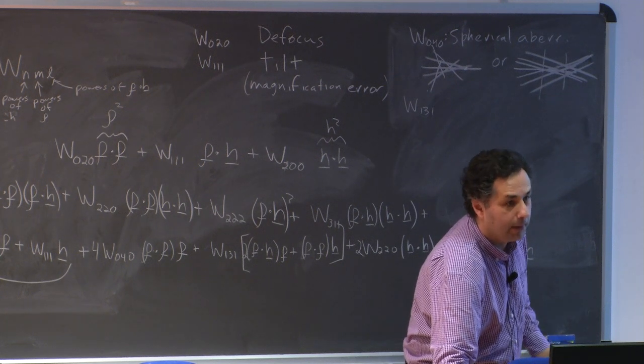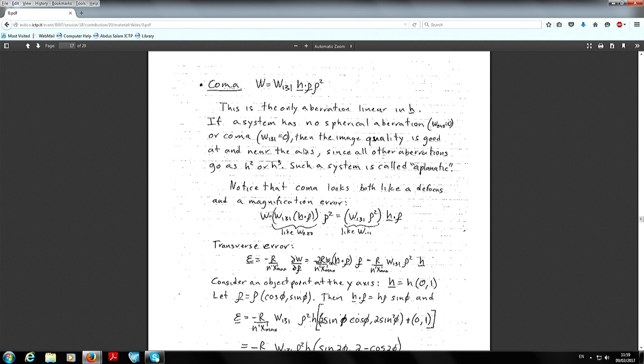And this is coma. And there's a nice analogy we can make here. So for example, with spherical, it looks more like the, comparing this to the second order, the focus is rho squared. So spherical is like the focus that depends on where you are. So the more outside you are, the more the focus you are.